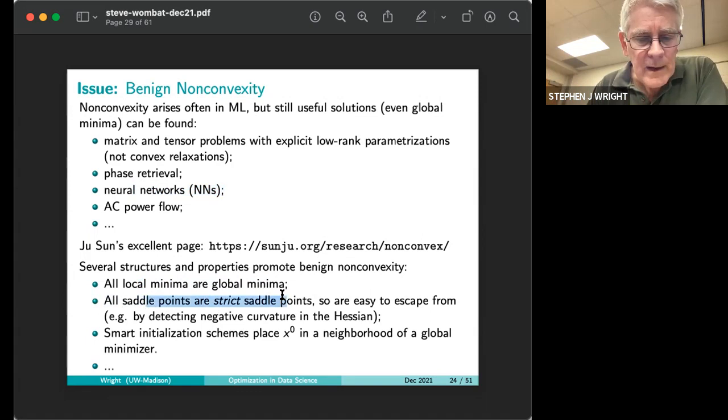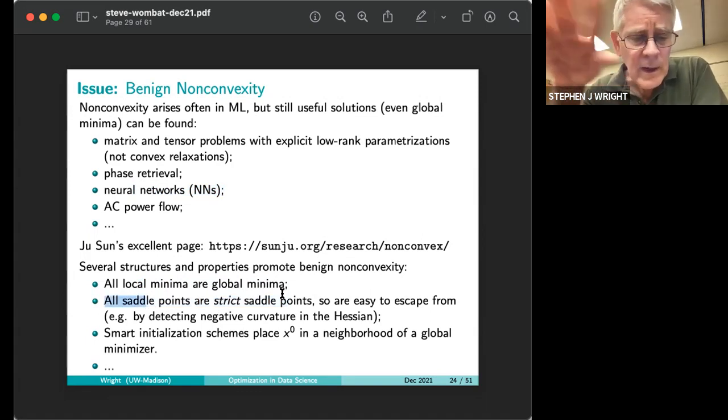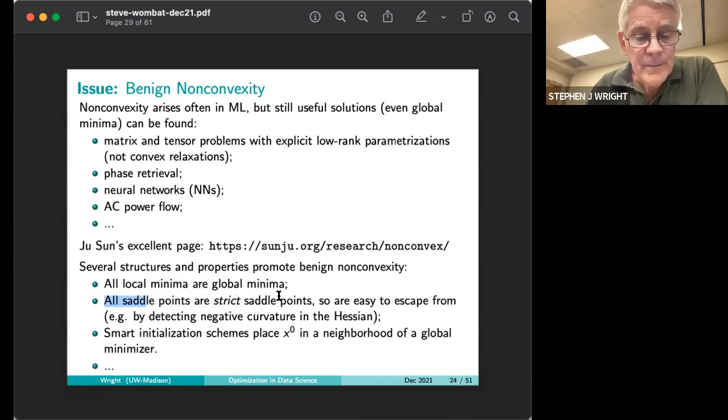Another one is a property that all saddle points are strict saddle points. A saddle point is a point with 0 gradient that's not a solution. In some of these problems, you can show that if you're at a point with 0 gradient that's not a solution, then the second derivative matrix, the Hessian, has a direction of strictly negative curvature. By moving along that direction, you can get away from the saddle point. So that's a property that your algorithm can exploit to avoid saddle points.